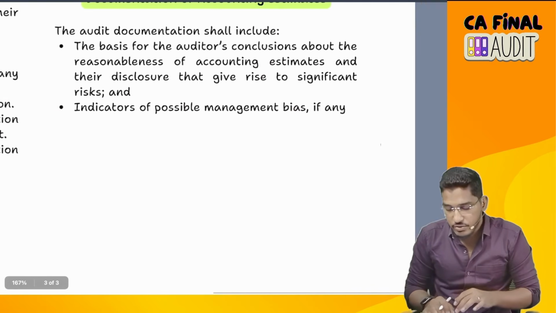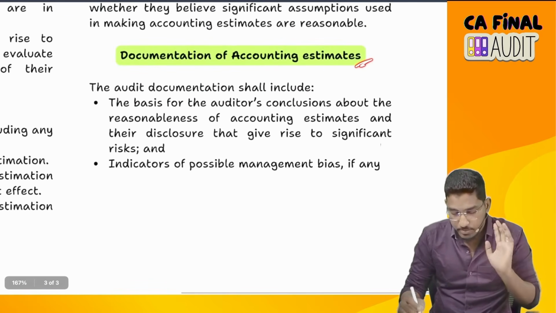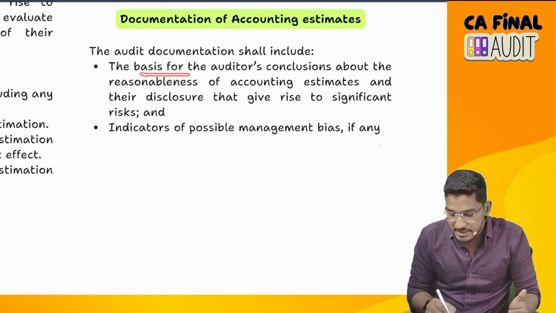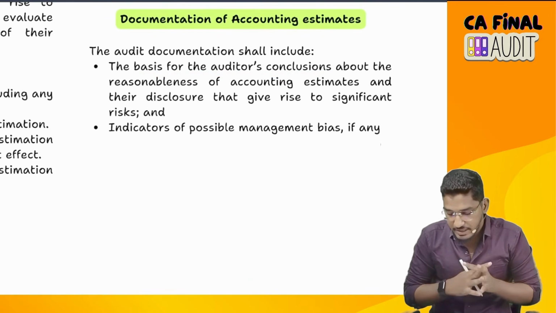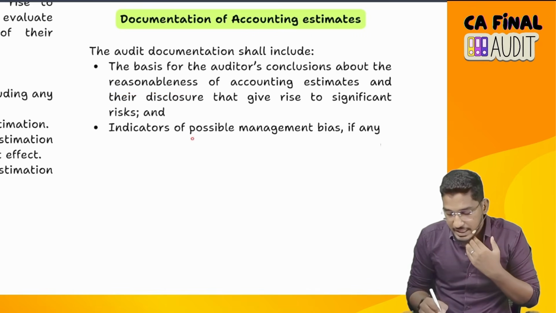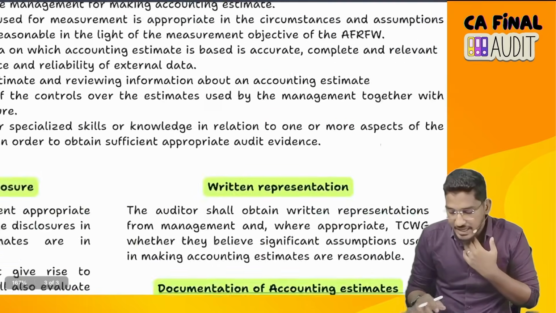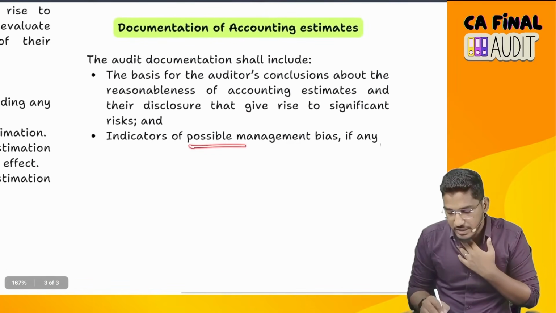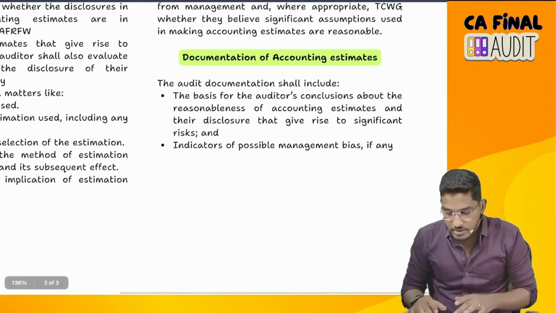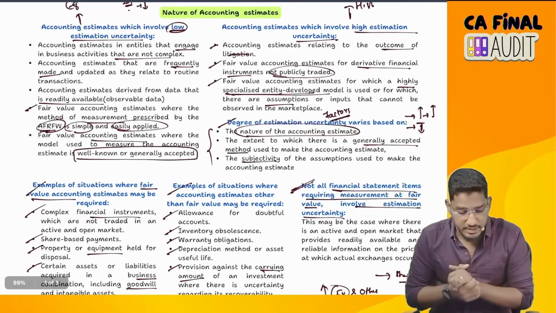And not just that, you need to include in your audit documentation. So you need to maintain proper audit documentation. In your documentation, you have to include the basis for the auditor's conclusion, on what basis you have arrived at a conclusion regarding reasonableness of accounting estimates. And if you find any indicators of management bias, we have seen about management bias, no? If you find any management bias, that also you are required to document in your audit documentation. Clear, everyone? So this is regarding SA 540, very important for descriptive.